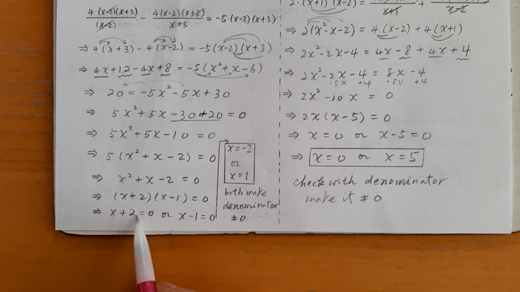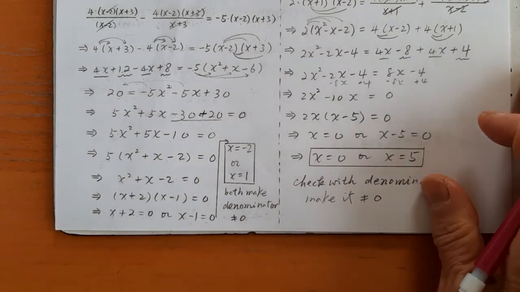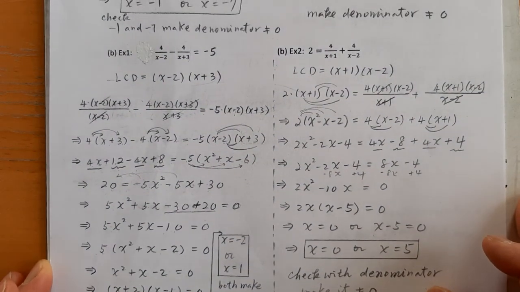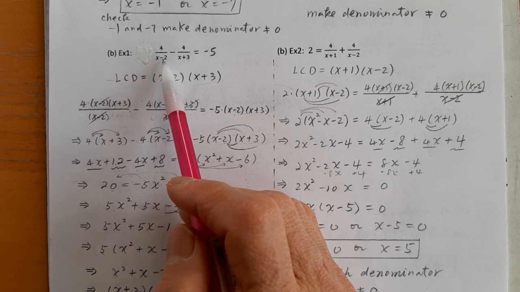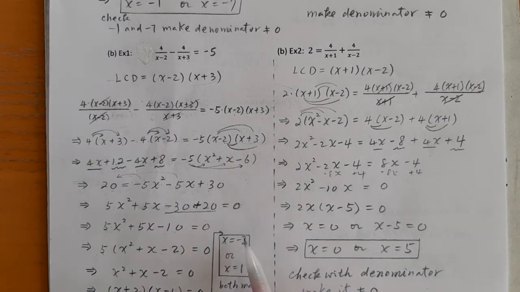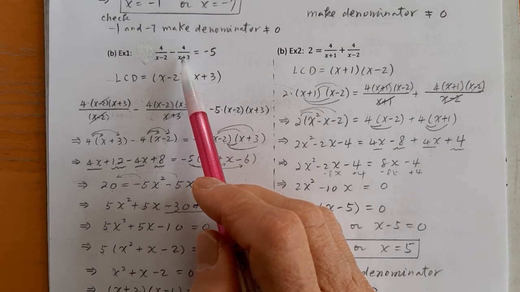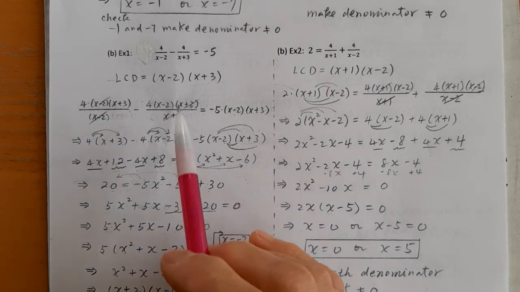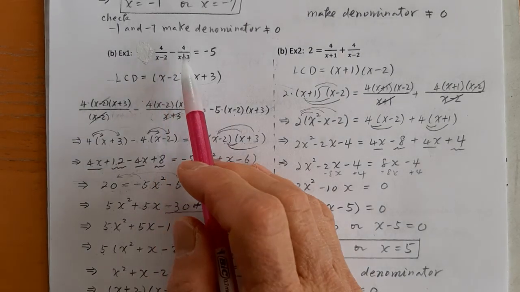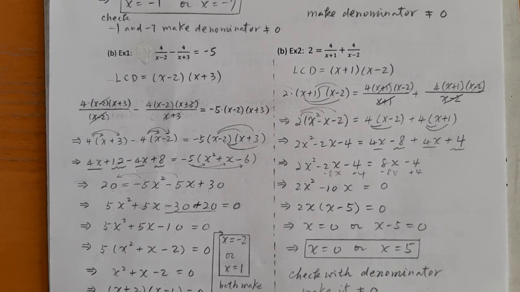Then x plus 2 equals 0. Subtract 2 from both sides, x equals negative 2. Add 1 to both sides, x equals 1. And put them into the denominator to check. Always have to check. Negative 2 put in x: negative 2 minus 2 is negative 4, non-zero. Negative 2 put in x: negative 2 plus 3 is positive 1, non-zero. And for 1, 1 minus 2 is negative 1, and 1 plus 3 is 4, non-zero. So both make the denominator non-zero. So the solutions are negative 2 and 1.